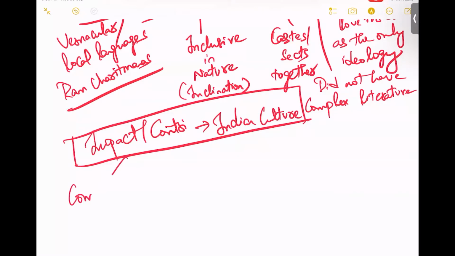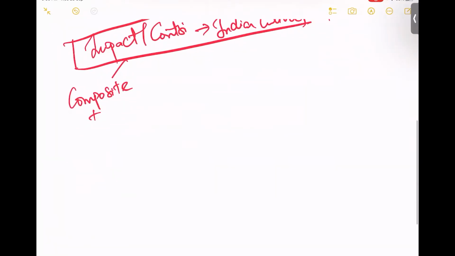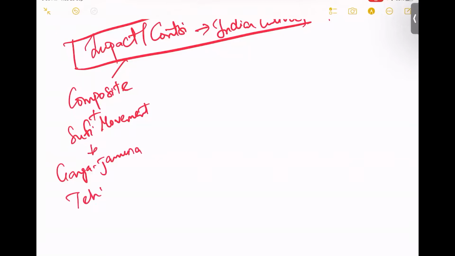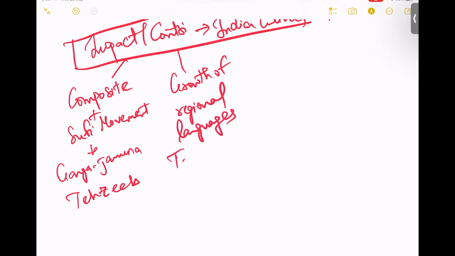It gave a composite culture when it got integrated with this Sufi movement, and this composite culture is called Ganga Jamuna Tehzeeb. Okay. And then growth of regional languages like Telugu, Tamil, Kannada, Awadhi, Bengali, etc.